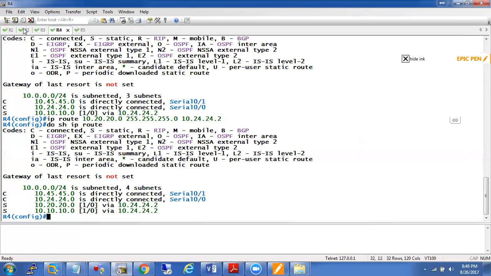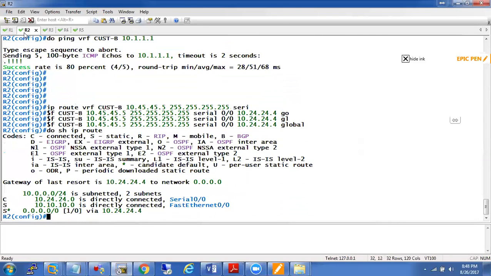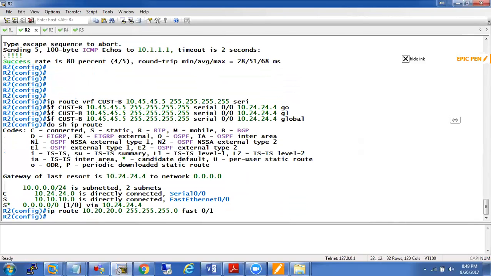So I would go to router 2 to show IP route. This is the global one. I only know about 10.10.10.0, which is on F0/0. What do I do over here? IP route 10.20.20.0. And what do I tell it? How do I throw it towards the VRF? There you go.